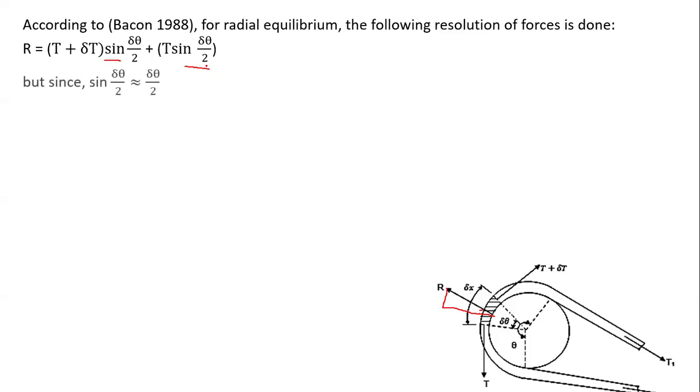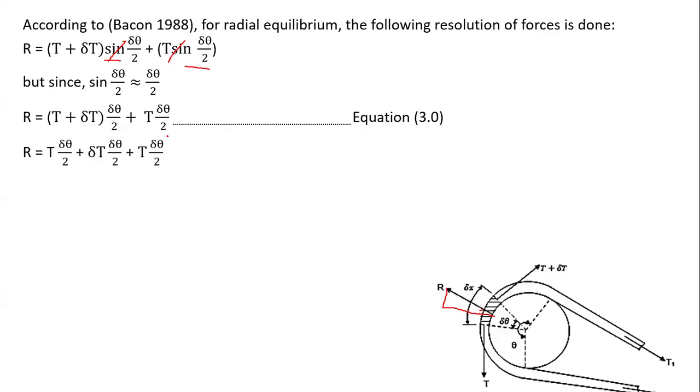With this, we can also notice that because the angle is very small, sine d theta over 2 is the same as d theta over 2. Sine d theta over 2 becomes the same as that angle because it's a very small angle we're analyzing on that elemental length of the belt. So that being said, the sine falls off, and you remain with (T plus delta T) in the brackets, times delta theta over 2, plus T delta theta over 2.